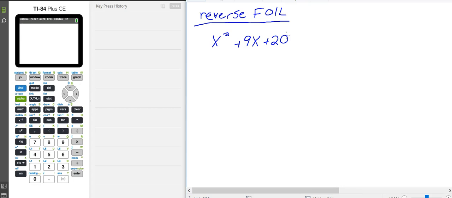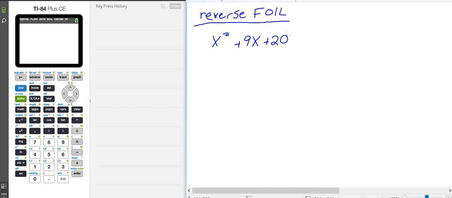Is there a GCF? And there is not. Next, we discussed the difference of two perfect squares. Is this the difference of two perfect squares? Obviously, it's not, because it has three terms. The difference of two perfect squares could only be two terms. So, we're going to have to use reverse FOIL.